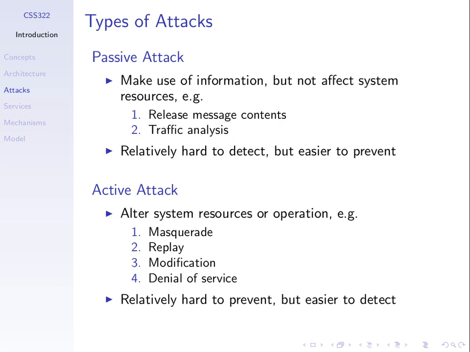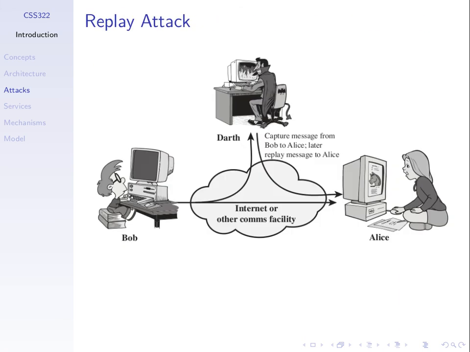Active attacks. Encryption doesn't help. It helps, or we'll see it does help in some of these cases, but not all of them. Replay attack: Bob sends an encrypted message to Alice. It's encrypted, but there's nothing to stop Darth from intercepting and taking a copy of that encrypted message. Even though Darth cannot see the contents, they can still replay it. So they can still perform that attack even when encryption is employed. So encryption does not solve all the problems there. We'll see that forms of encryption are used to help with the detection of these attacks. That's later.